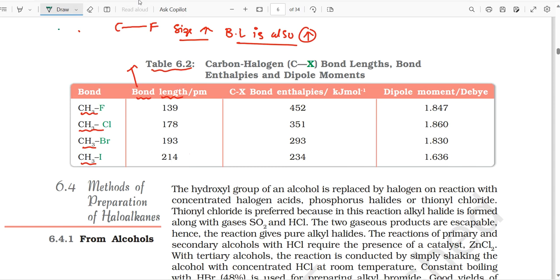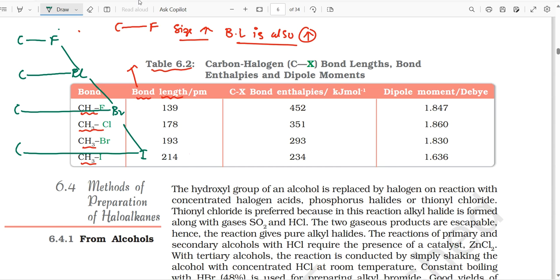Now let us understand diagrammatically. C–F, C–Cl, C–Br, and C–I. Why? Because we observe that from top to bottom the sizes of halogens increase. As the size of halogens increases, the bond between the carbon and halogen atoms also increases. That's why the bond length increases from top to bottom. I hope this concept is clear to you.